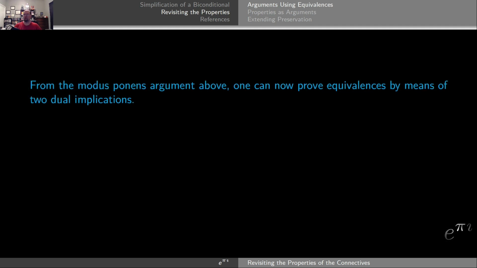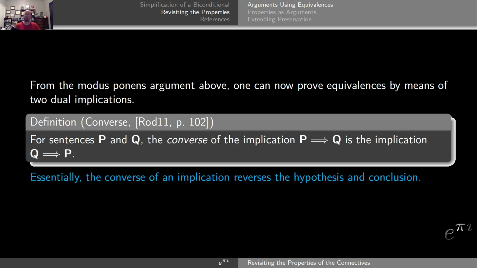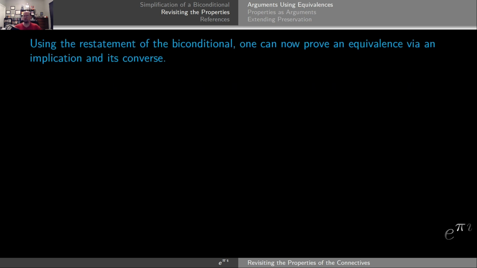From the modus ponens argument above, one can now prove equivalences by means of 2 dual implications. For some terminology, for sentences P and Q, the converse of the implication P implies Q is the implication Q implies P. Basically, the converse of an implication reverses the roles of hypothesis and conclusion. Using the restatement of the biconditional, one can now prove an equivalence via the implication and its converse.